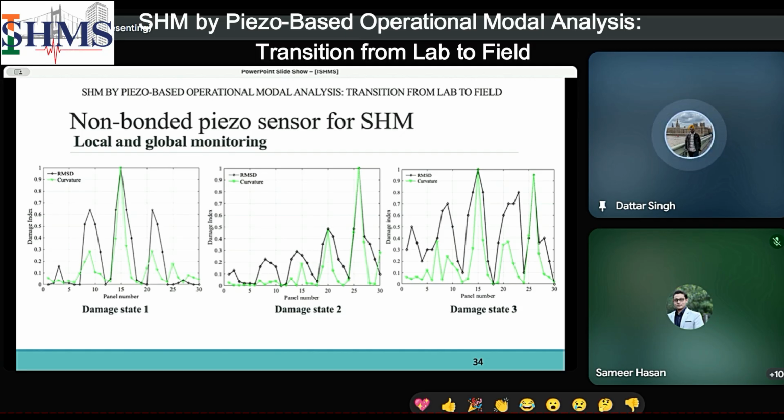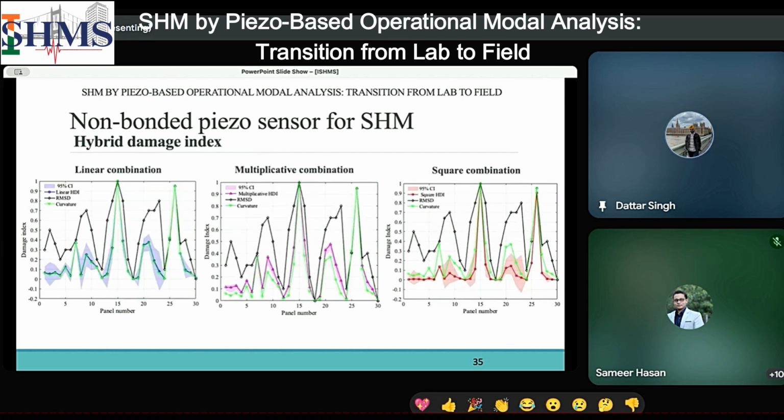So now, how do we reduce this dispersion of both the damage indices at non-damaged elements? For that, we propose a hybrid damage index based on the combination of both RMSD and curvature. For that, we have developed five different combinations. First is the linear combination, in which we linearly combine both the RMSD and curvature. Then we have the multiplicative combination.